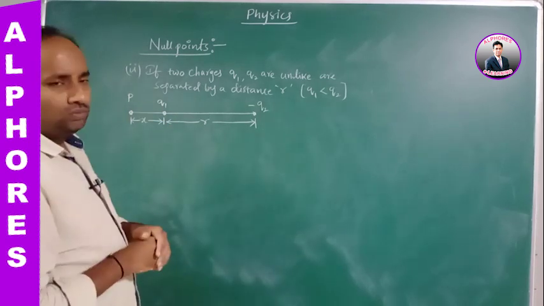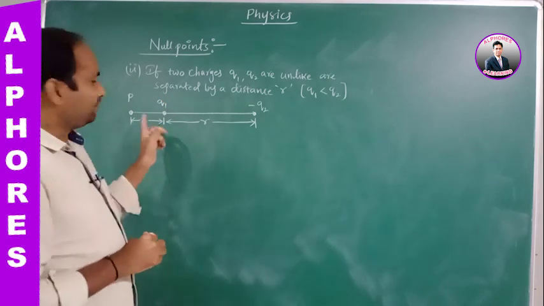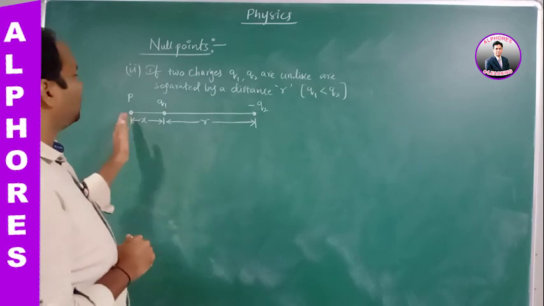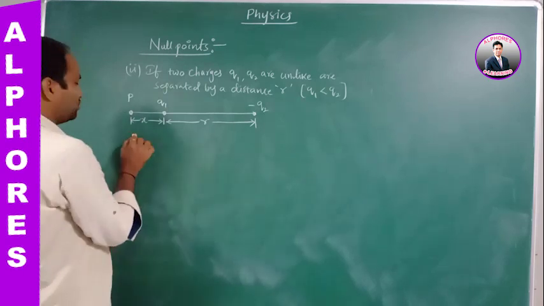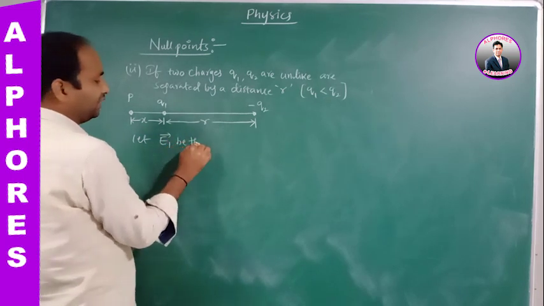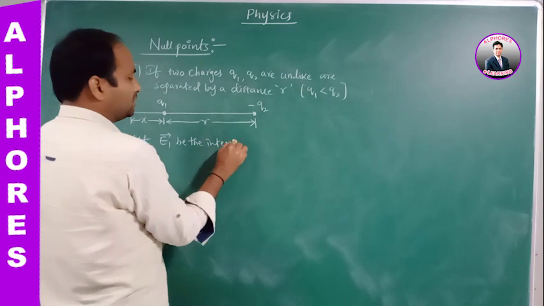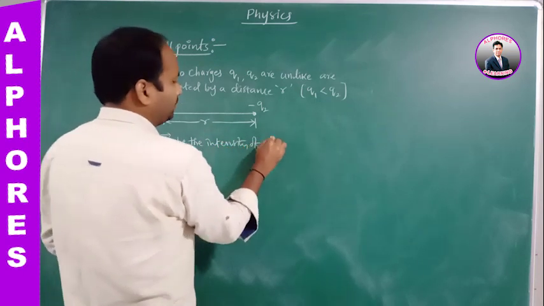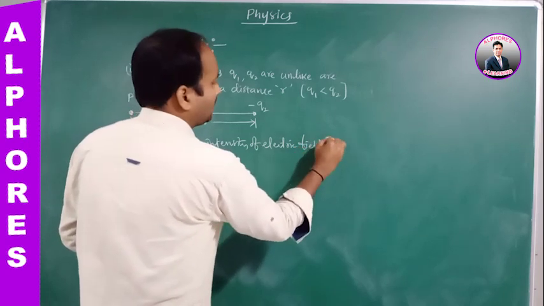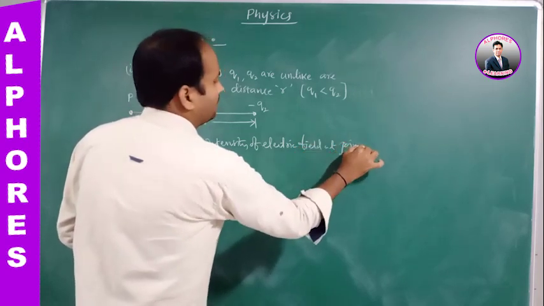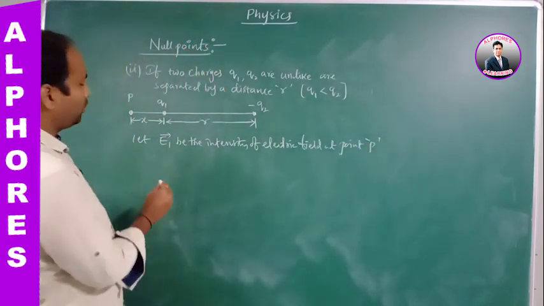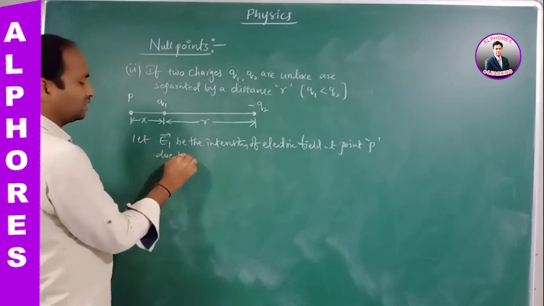Okay, now what is the null point? Again, the point at which the resultant intensity of electric field becomes 0 is called a null point. Similarly, here also let E1 bar be the intensity of electric field at point P due to q1 charge.